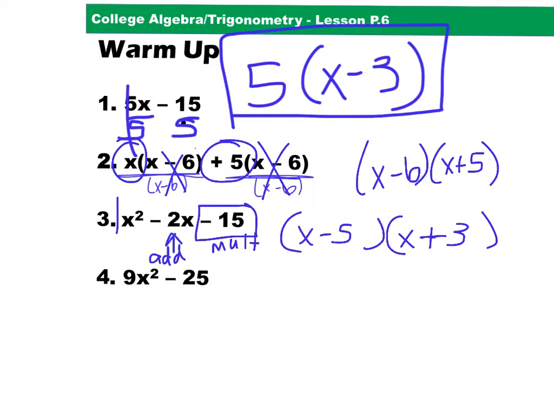You guys can always check to make sure. What is negative 5 times positive 3? Negative 15. Good. What's negative 5 plus 3? Negative 2. So this is correct. You always have to check to make sure your signs are right. Factoring is fun. It's like a little puzzle.